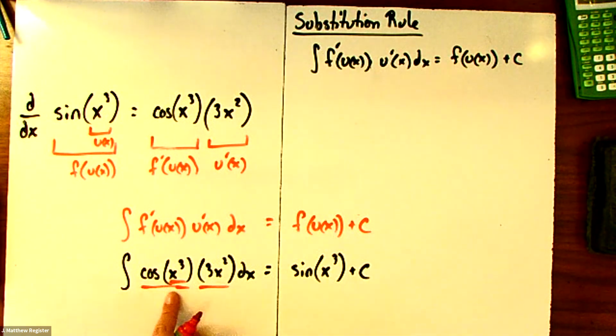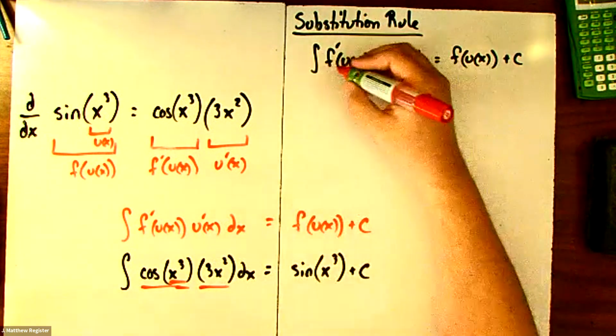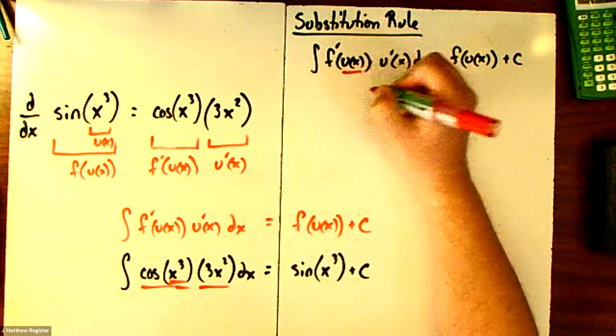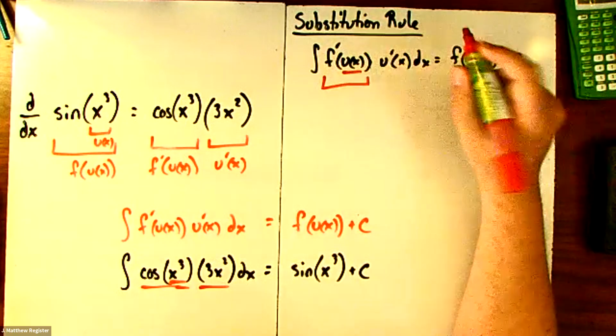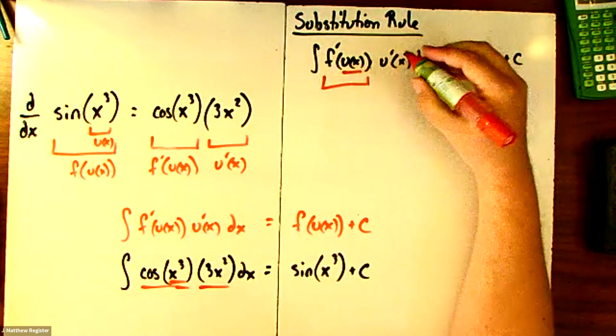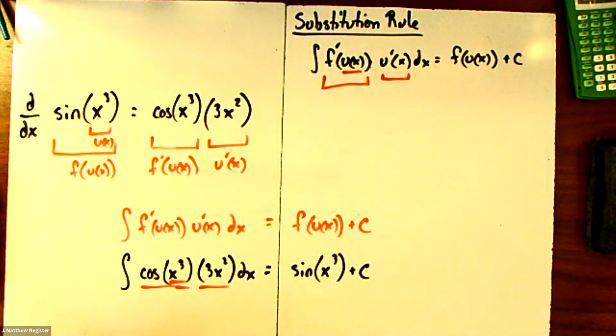And so here we have a function inside of a function, and it's multiplied by the derivative of that interior function. That's really what's required for the substitution rule to be in place. And so we have to have a function inside of a function. In this case, u of x is within this function f prime, and the derivative of this interior function is then on the outside being multiplied. If that's ever the case, then we can integrate it using the substitution rule.